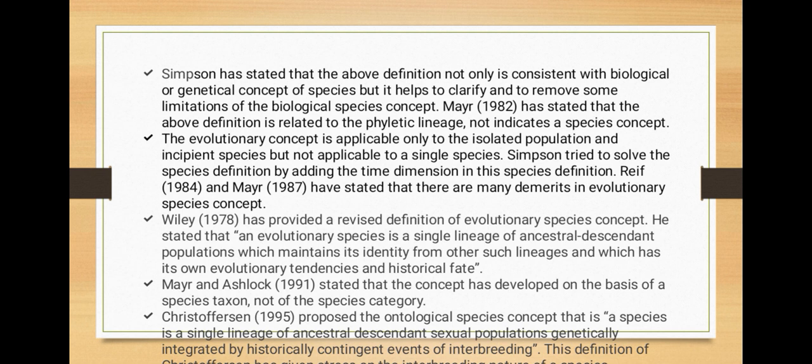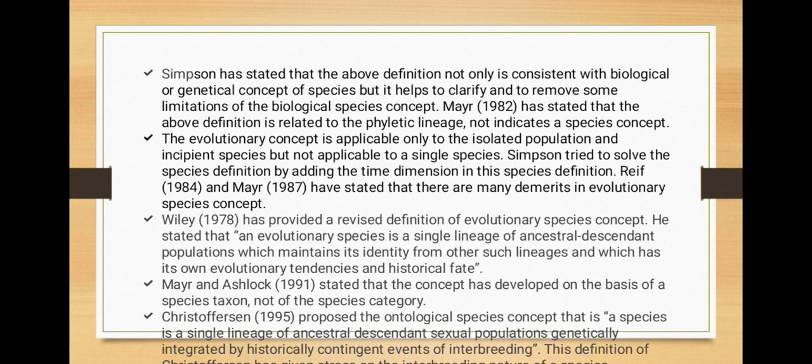Wiley in 1978 provided a revised definition of evolutionary species concept. He stated that an evolutionary species is a single lineage of ancestral descendant populations which maintains its identity from other such lineages and which has its own evolutionary tendencies and historical fate. The concept has developed on the basis of species taxon, not the species category.